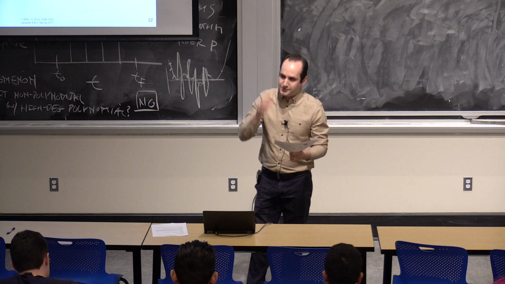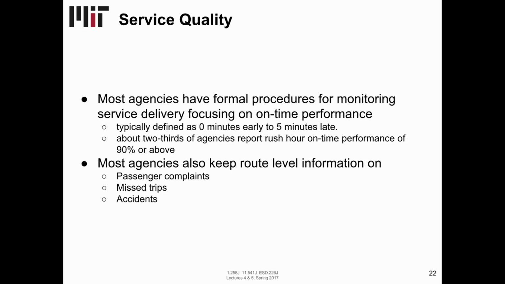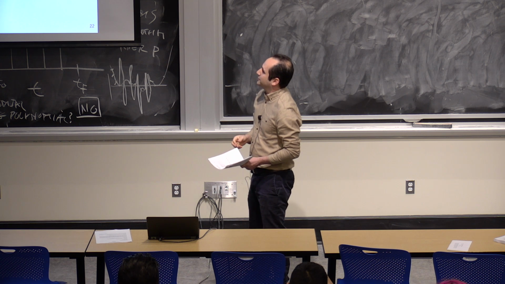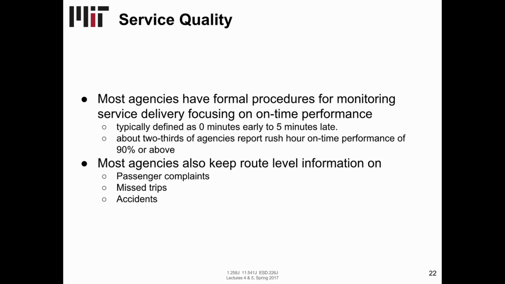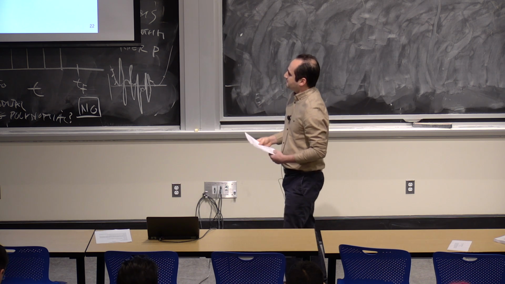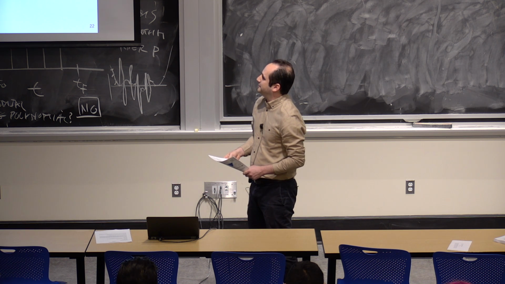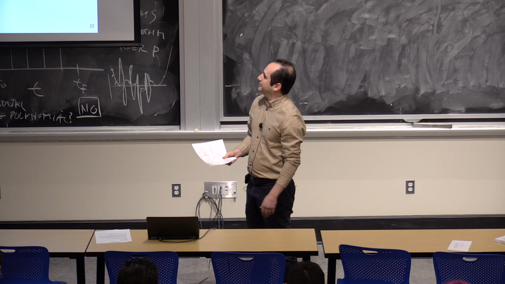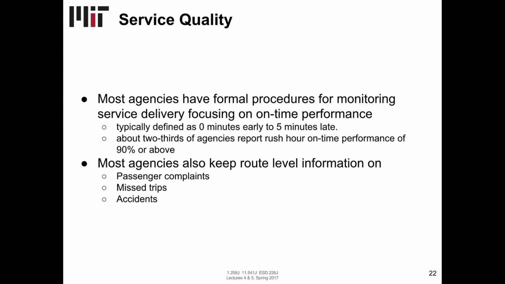So about 2/3 of agencies define different thresholds in terms of acceptable percentage of arrivals within this tolerance interval from 0 to 5 minutes late. However, the usual practice is that about 2/3 of agencies report rush hour on-time performance of 90% and above. But in practice, this threshold ranges between 80, 85, up to 90, 98, depending on the mode of the service and depending on the situation: how the congestion level is, how the load in the network is, if there's separated right-of-way for the transit service or not. So it is specific to the system, but 90% is basically the threshold that 2/3 of agencies accept.